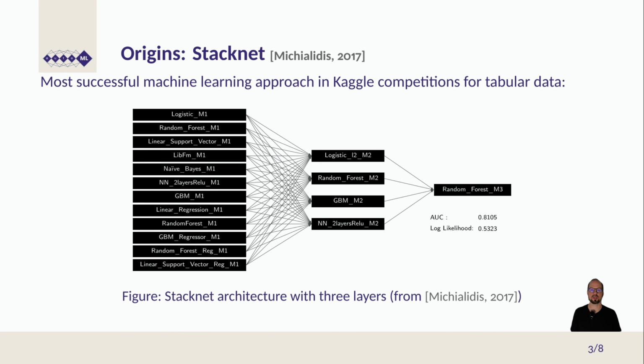This originates from StackNet, which was a popular machine learning approach on the Kaggle competition website, particularly for tabular data. You can see here a particular StackNet example with 3 layers that was used for one competition, and it won that competition. You can see that on level 0, there are many different base models from different families that are then condensed by 4 layer 1 models, and then a final random forest is used to make the final prediction.